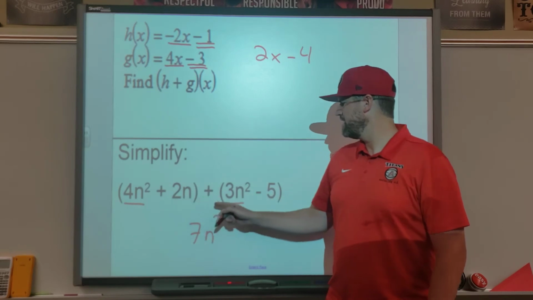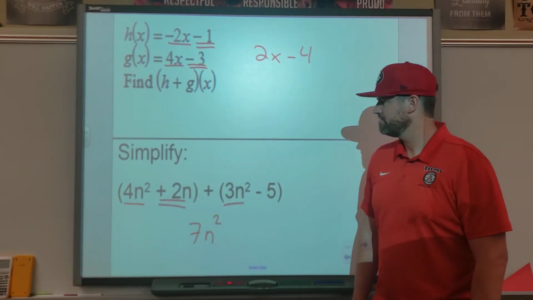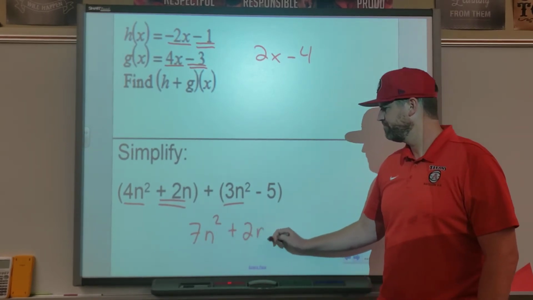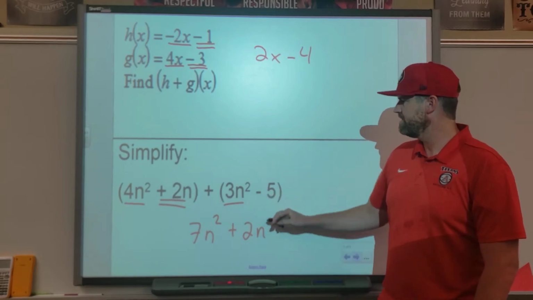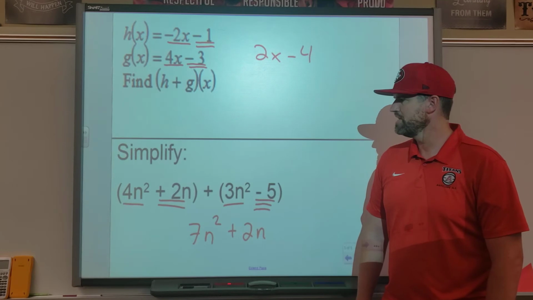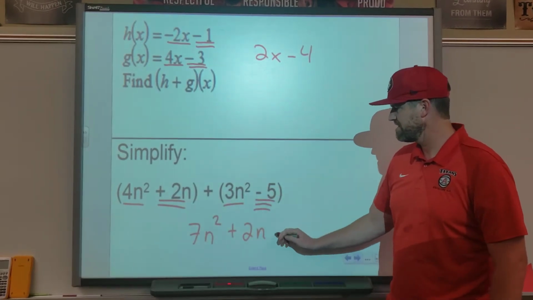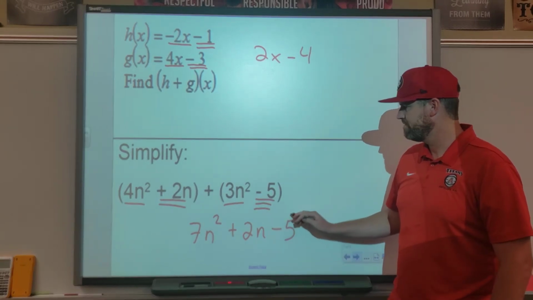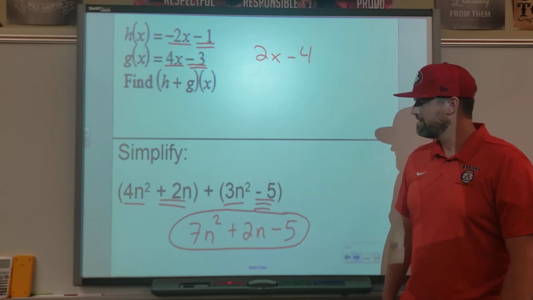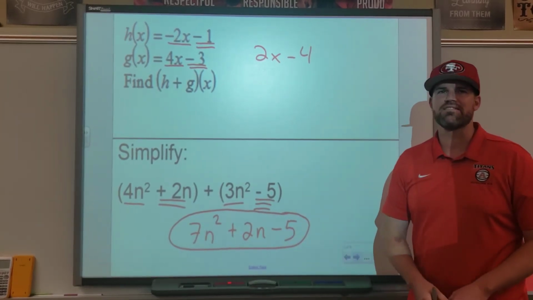And then 2n, oh, look at that. I didn't have anything to combine the 2n with, right? There is no like term for that. So that's just going to go by itself. And then negative 5 is a constant, right? No variable attached to it, which I don't have any other constants, so that's just going to stay minus 5. So when we combine those two binomials together, we get the trinomial 7n squared plus 2n minus 5.